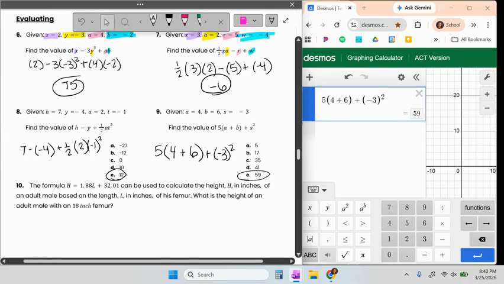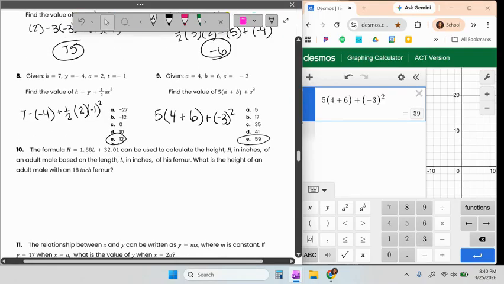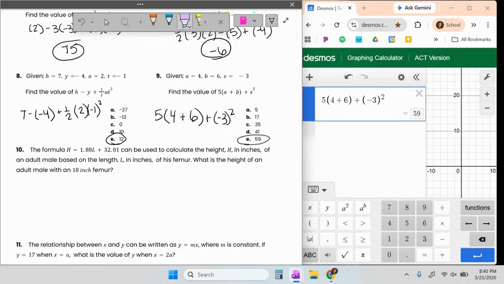And then the last one we're going to do is number 10. So number 10 is more formula based. There is not a multiple choice for this question on here. Obviously, ACT will be. So let's start by highlighting our important information as we read it. The formula, formulas are always important. H equals 1.88 L plus 32.01 can be used to calculate the height H in inches of an adult male based on the length L in inches of his femur. What is the height? Height is what we are looking for. That's our question mark. H of an adult male with a femur of 18 inches.